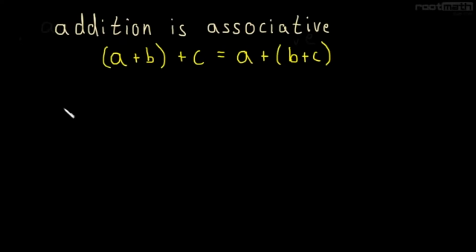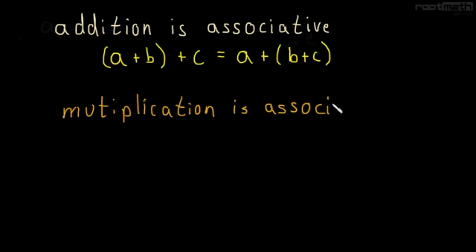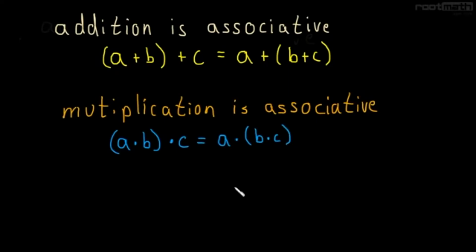Multiplication is the same. Multiplication is associative. So we write that as A times B as a group times C is equal to A times the group B times C. So it's the same thing, and let's see an example of this.